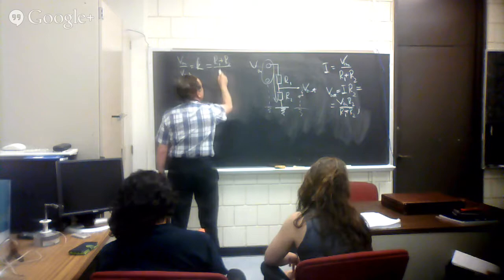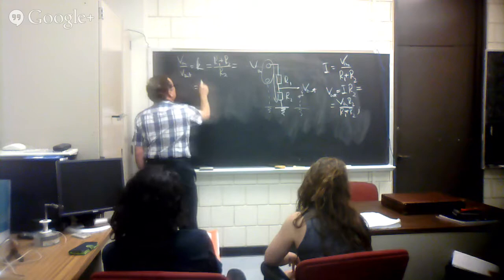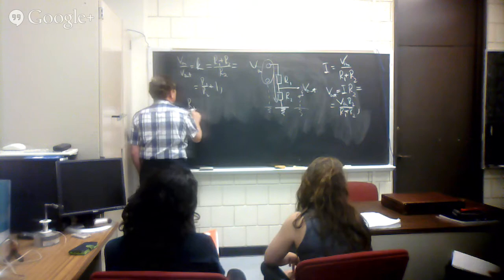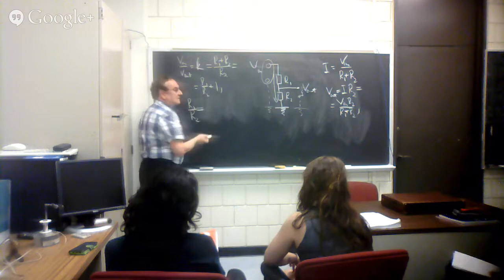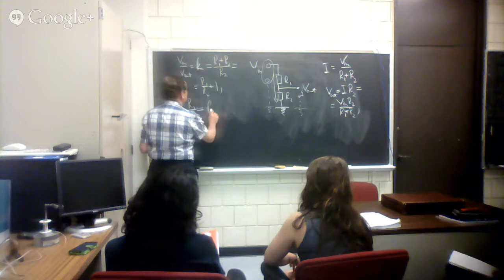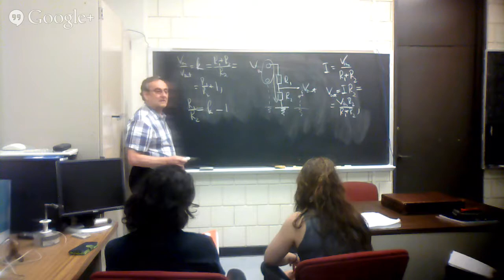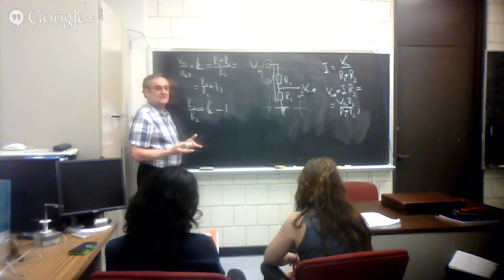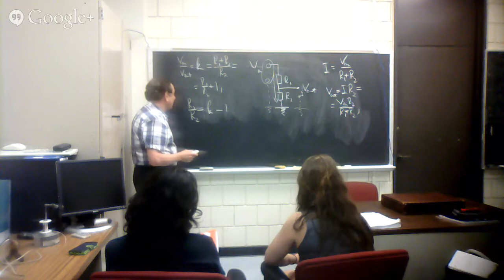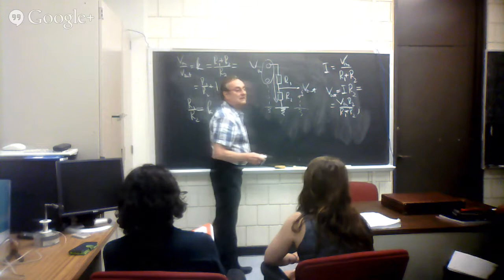Okay, R1 plus R2 divided by R2, or R1 over R2 plus 1. In other words, I learned a profound fact: to divide voltage, the ratio of resistors has to be specific, K minus 1. If I want to divide by 2, K equals 2, resistors have to be equal. And you can see that this is, of course, true, so the whole thing is true. Okay, that was a simple voltage divider.